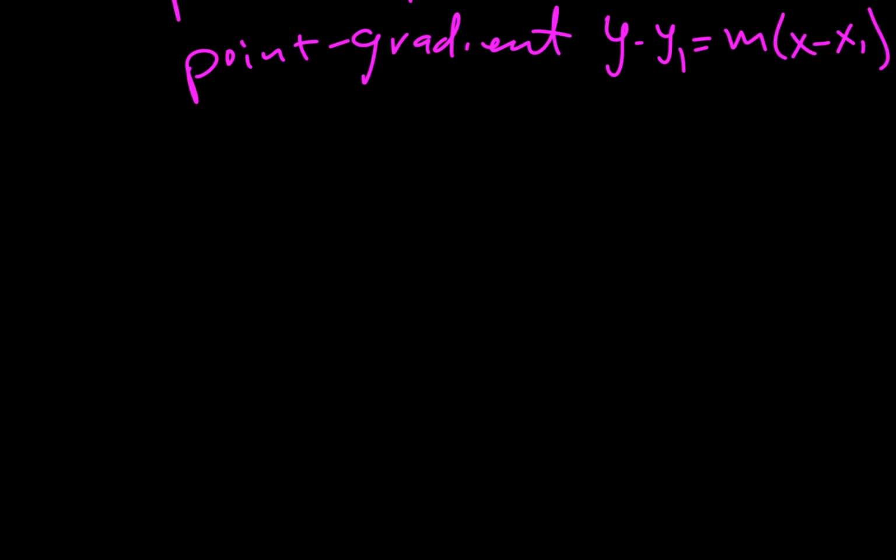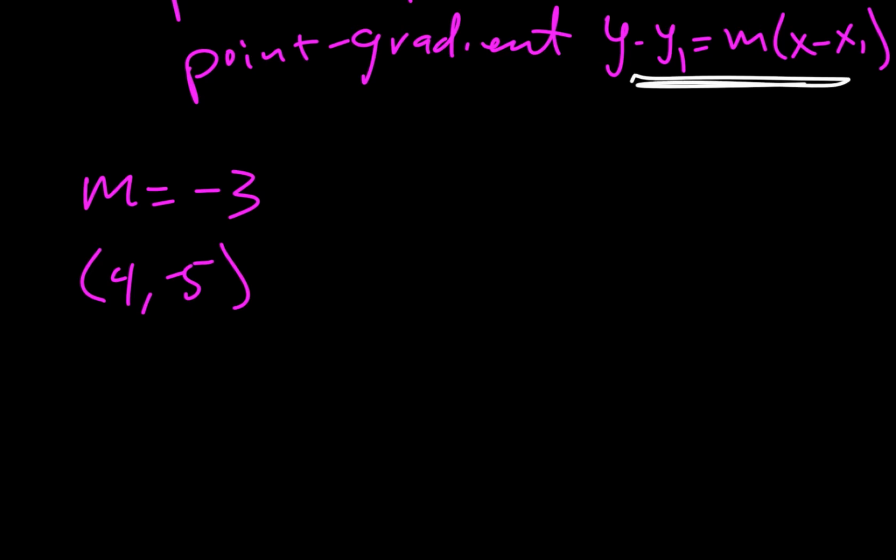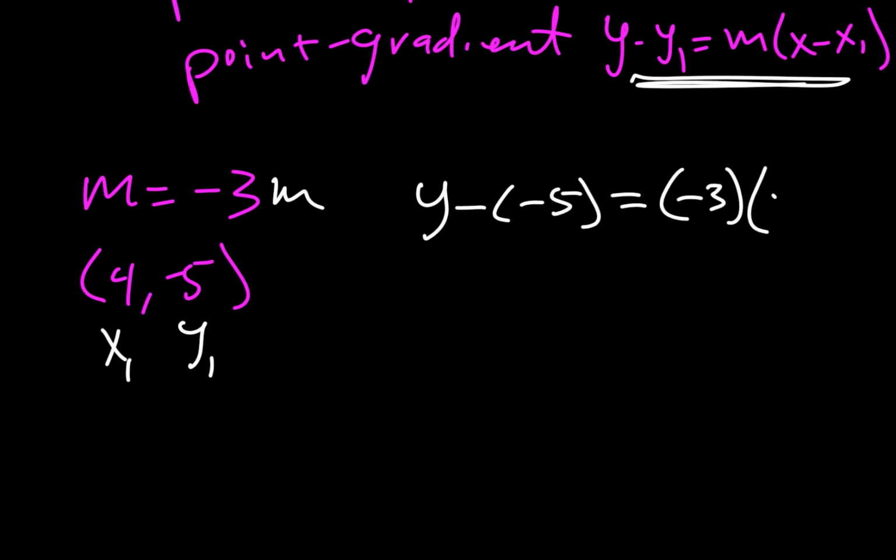So on this first problem, they tell us that our gradient, or slope, is equal to -3, and it passes through the point 4, -5. So since we are given the slope and a point, or the gradient and a point, we're going to use this equation. So we just plug it in. This is going to be our y1, this is going to be our x1, this is our m, and we just plug it into here. So y minus -5 equals -3 times x minus 4.